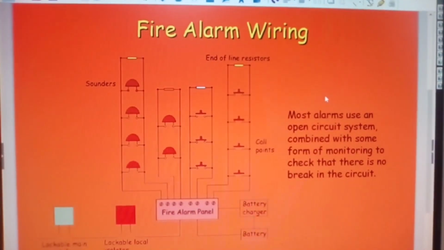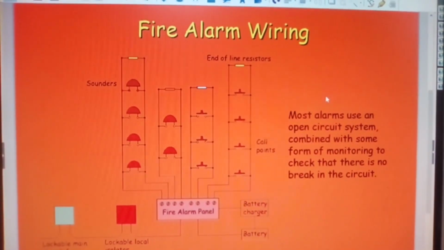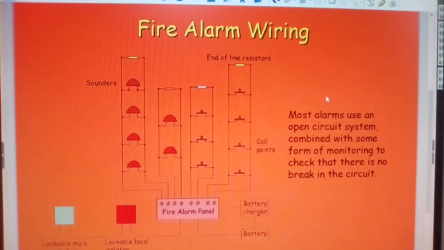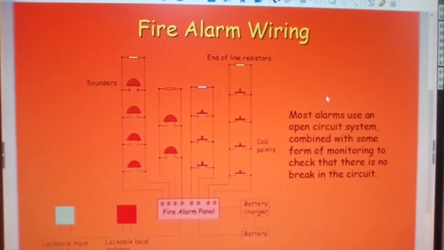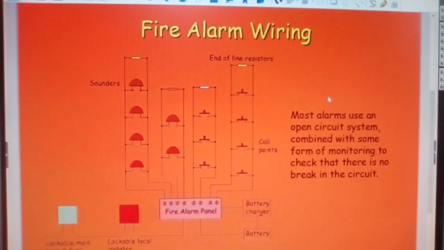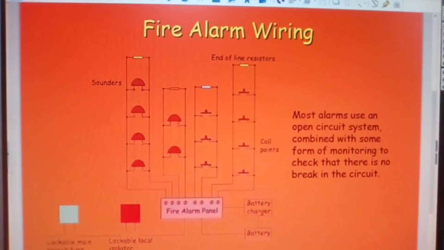Again, remember when you're doing your fire alarms what the compliant regulations are, and keep an eye on that because sometimes it changes, so you must be up to date with your IEE regs.